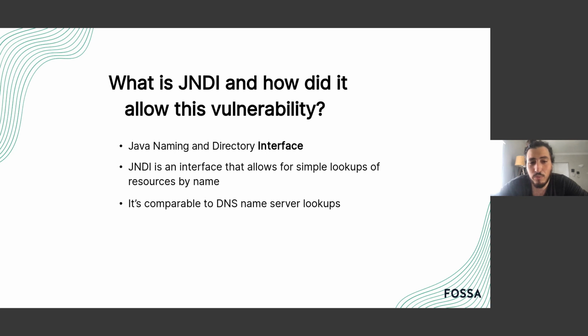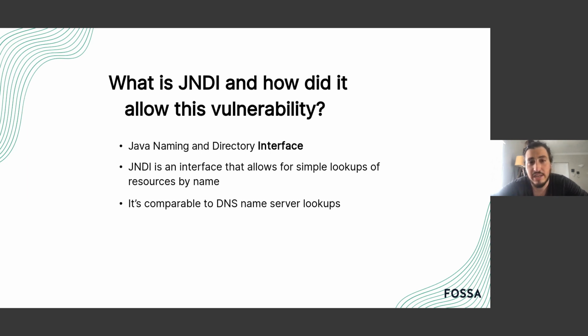So as mentioned before, what is JNDI and how does it actually allow the vulnerability to work? JNDI is an acronym that stands for Java Naming and Directory Interface. And I've bolded interface very purposefully. It's not an implementation of anything. It's just a standard interface like any API will be. And it allows for simple lookups of a resource by name.